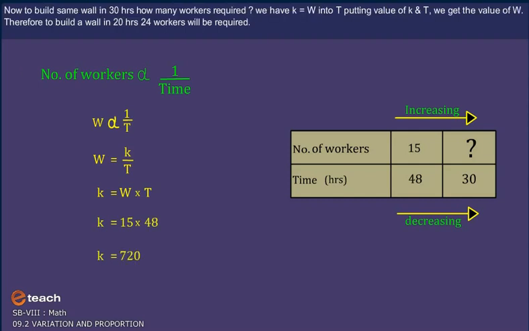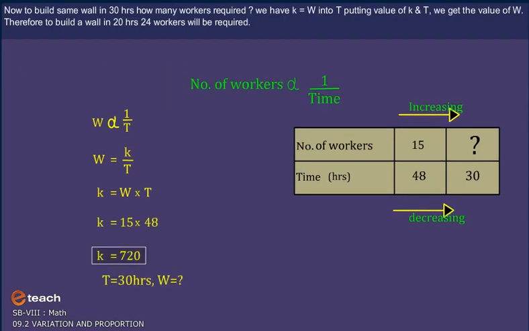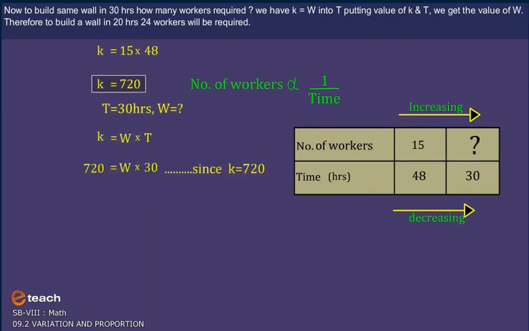Now, to build the same wall in 30 hours, how many workers are required? We have k is equal to W into T. Putting the values of k and T, we get the value of W. Therefore, to build a wall in 30 hours, 24 workers will be required.